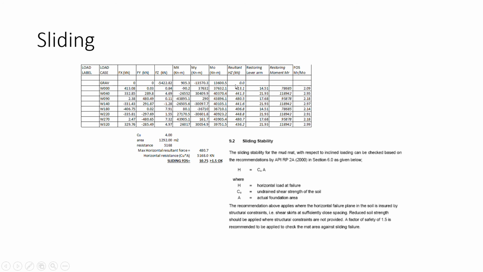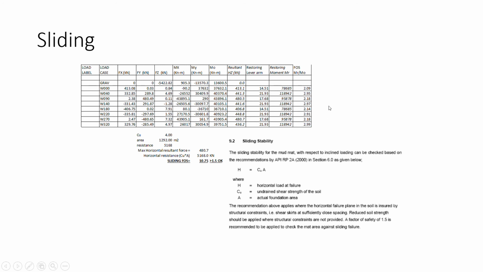Then finally, this is the factor of safety: the restoring moment MR divided by the overturning moment will give the factor of safety. This one we already saw. With all wave load we should have 1.5, and again against 1.5 we are having 2, hence it is okay for the overturning.